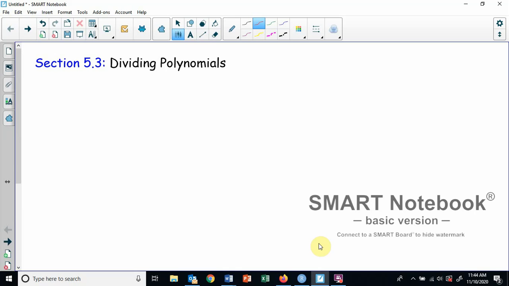So let's jump into today's lesson. Today's lesson is about dividing polynomials. So we have added and subtracted polynomials. Last lesson we multiplied polynomials. Today we're dividing polynomials. And we're actually only doing 2 varieties of these, and the 2 varieties have 2 different ways of doing them.